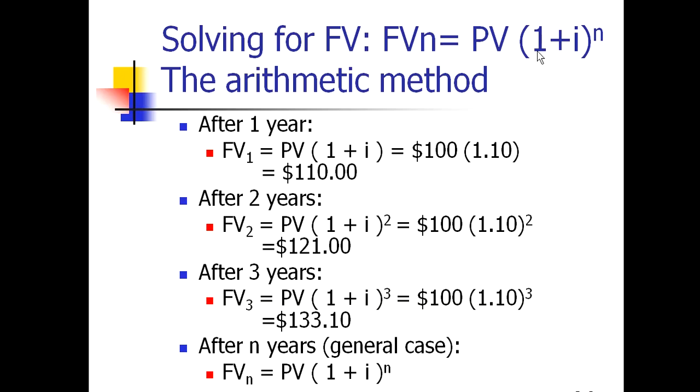Easily, we have to employ this formula: future value for n number of years, which is 3, equals present value, or the beginning amount, multiplied by 1 plus I, which is 10%, the rate of interest, to the power of n, which is 3 years in our example. And easily the answer will be 133.10.